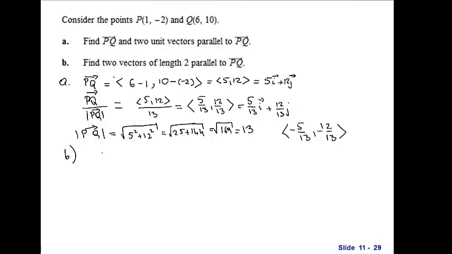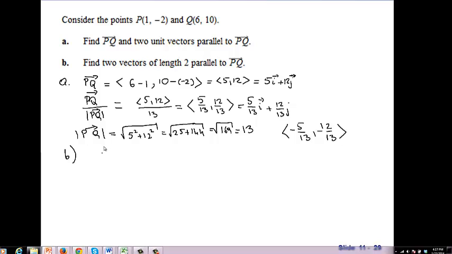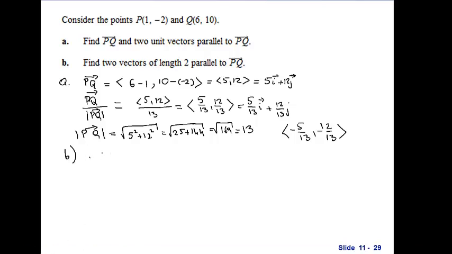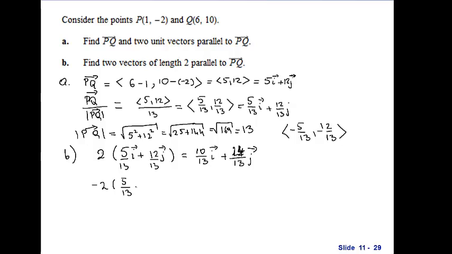We need to find 2 vectors of length 2 parallel to PQ. Well, this is the second part of the previous definition. What we need to do is multiply the unit vector by plus or minus 2. So we multiply the unit vector by 2. Let's use this notation here, 5i plus 12j, and, oops, I forgot, that's the unit vector. So this is 10 over 13 i, plus 24 over 13 j.